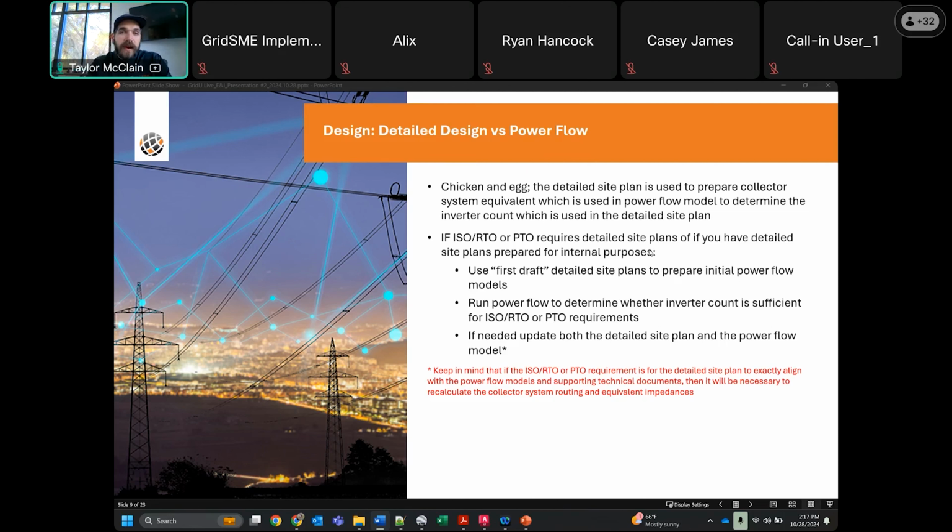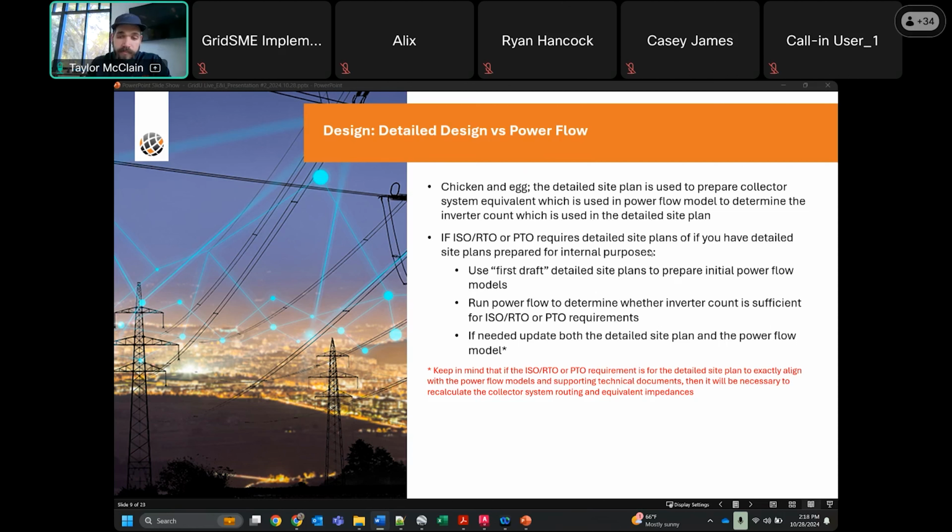So we're going to talk about the detailed design, the site map, and the power flow, kind of these two factors that play into each other a bit. And they end up being a little bit of a chicken and an egg scenario, because when you are working in an area such as New York ISO, where they are looking for this pretty detailed site plan in the very beginning stages, you are also in a situation where the number of inverters, the length of the collector system pieces, the length of the gen-tie, all of these factors are going to show up in your detailed site plan and then have to be replicated in your model.